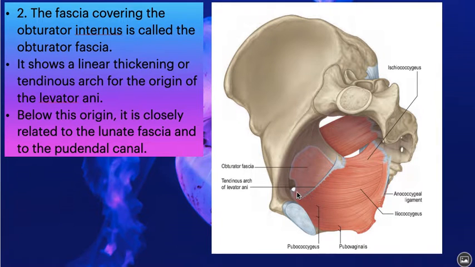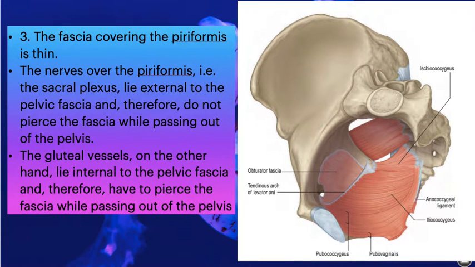It shows linear thickening or the tendinous arch for the origin of the levator ani muscle. Below its origin, it is closely related to the lunate fascia and to the pudendal canal.